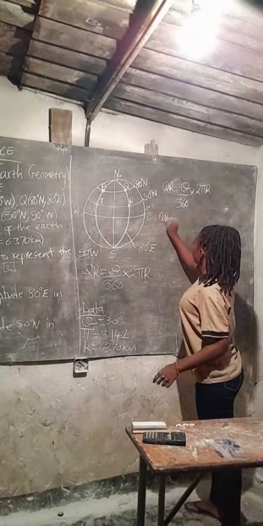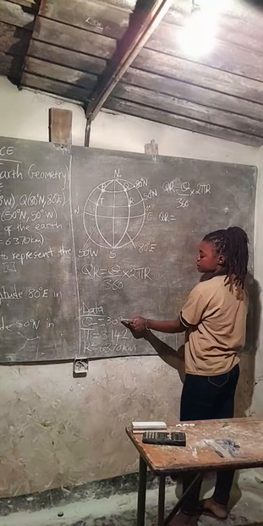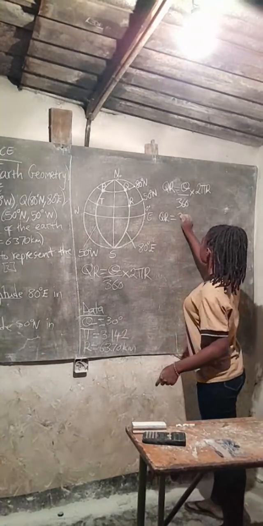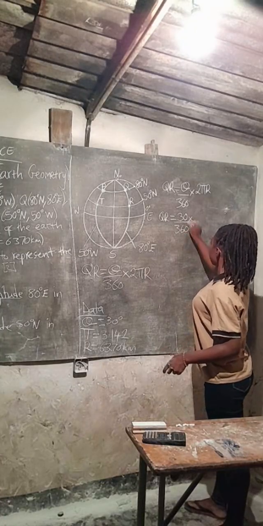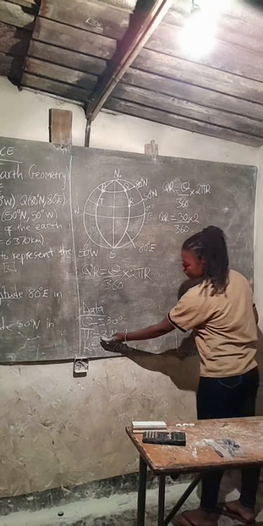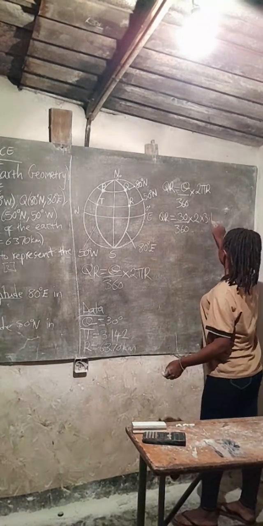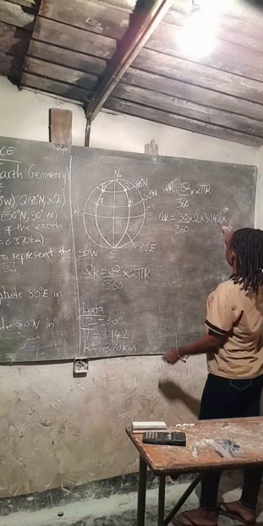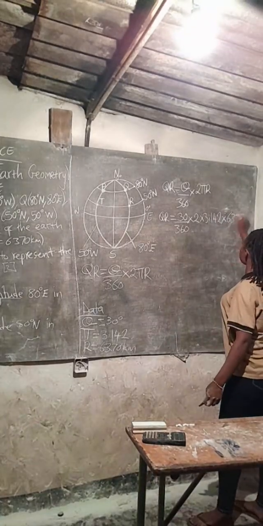So we're saying this same formula, theta is equal to theta. We're saying the distance QR is equal to theta over 360 times 2 pi capital letter R. Then what is next? We substitute. So QR is equal to, what is the theta? This one, the difference, which is what? 30 degrees. So say 30 over 360 times 2 times the pi, which is 3.142, times the radius. The radius is what? 6370. So 6370.